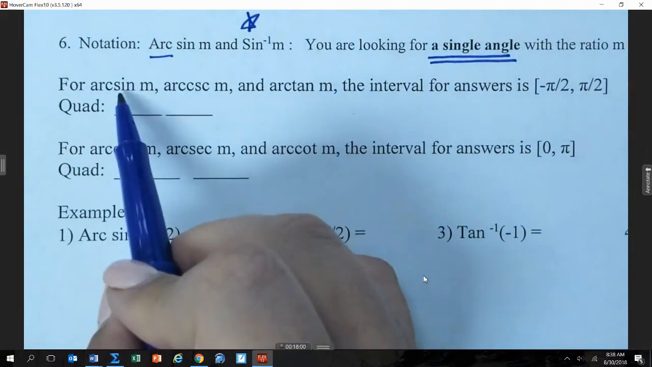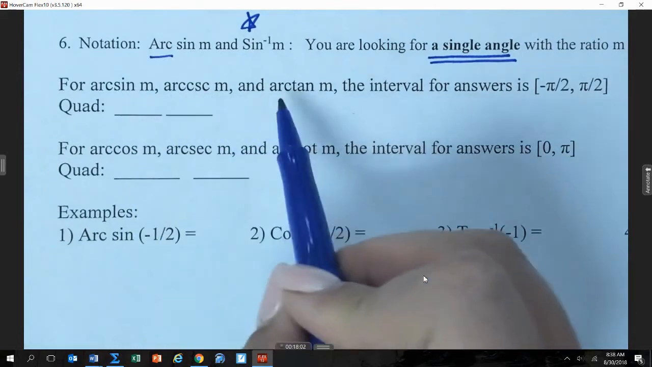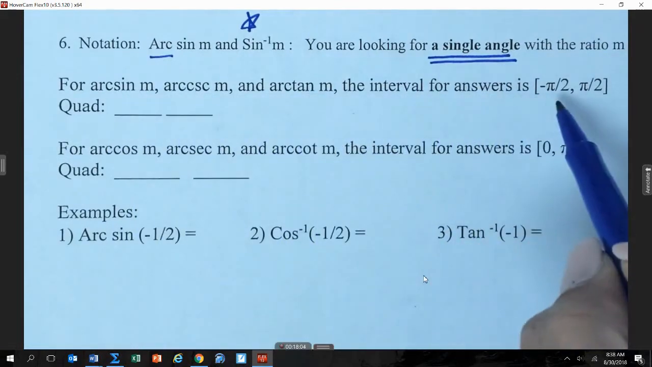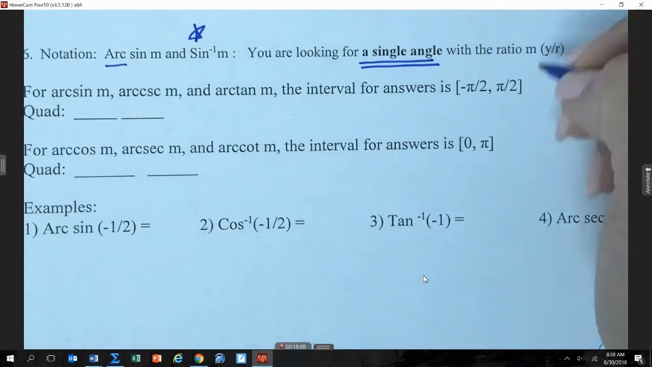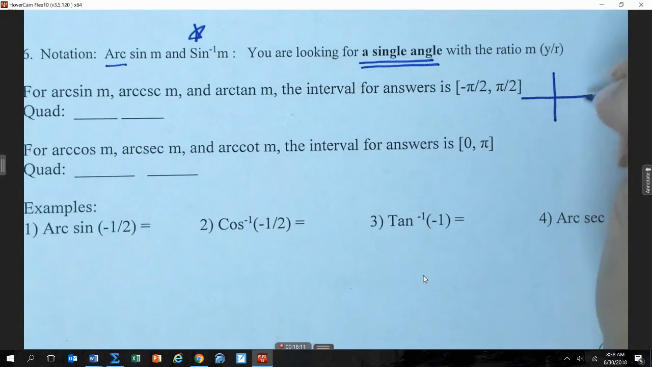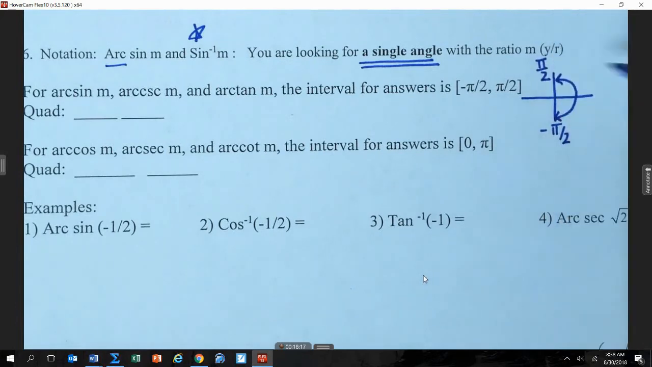It says for arc sine, arc cosecant, and arc tangent, the interval for answers is negative pi over 2 to pi over 2. And hopefully this feels familiar to you. I put the picture up on the board the other day that looked like this, where it was negative pi over 2 to pi over 2. Remember me drawing that picture up on the board? And I had listed next to it arc sine, arc cosecant, arc tangent. And actually I think I had listed sine inverse, cosecant inverse, tangent inverse. Okay, same thing.